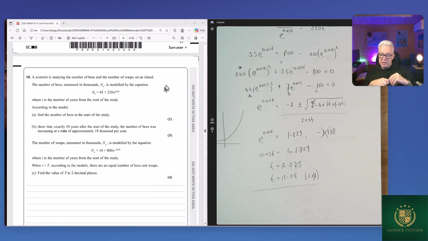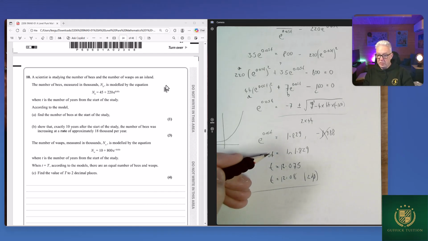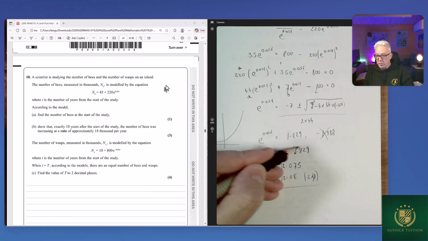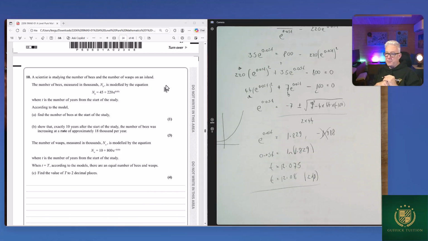So now I take logs of both sides. That gives me 0.05t is equal to ln of 1.829. Then divide by 0.05, and that gives me that t is equal to 12.075. The question asks for it for 2 decimal places. So to 2 decimal places, it's going to be 12.08.